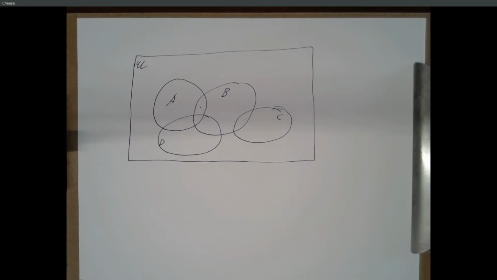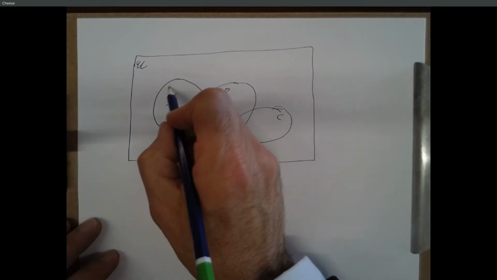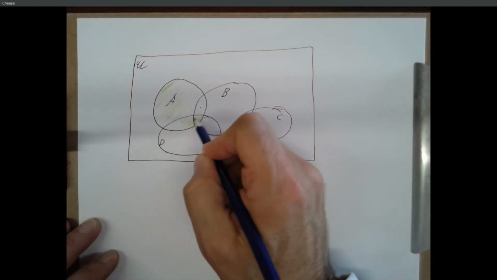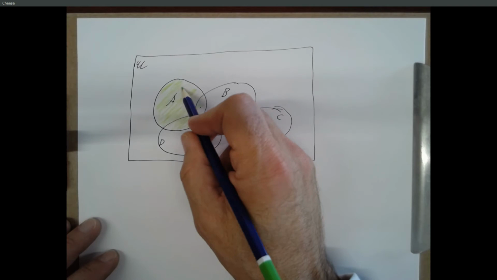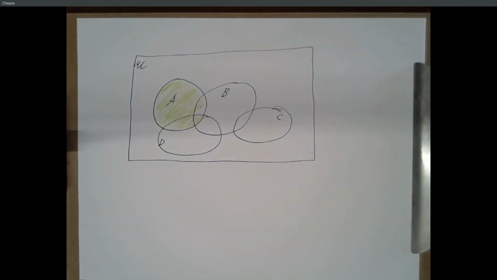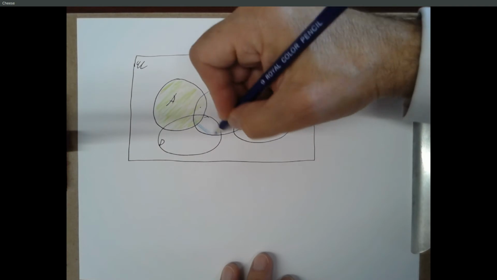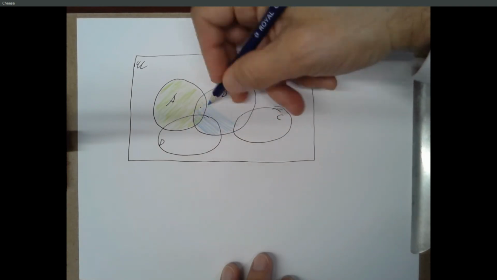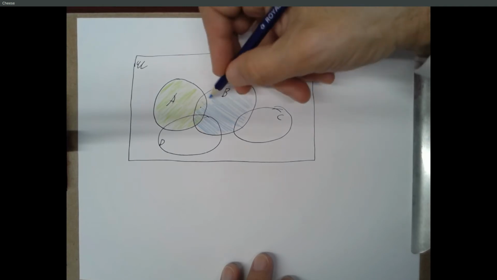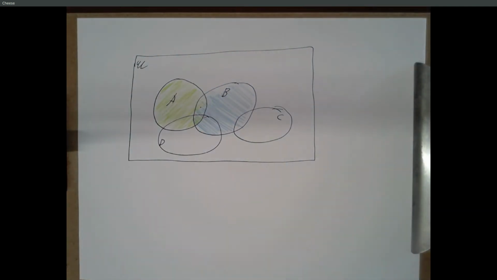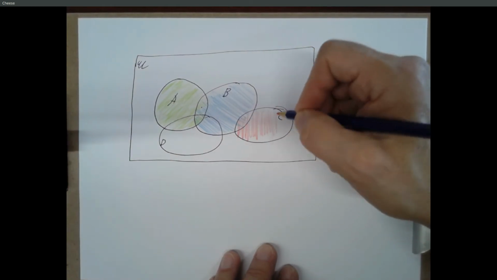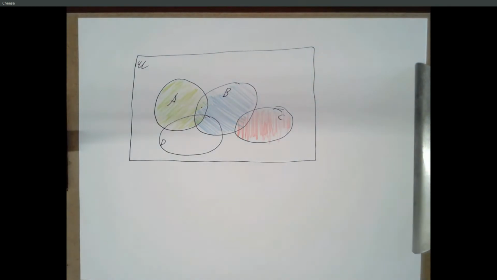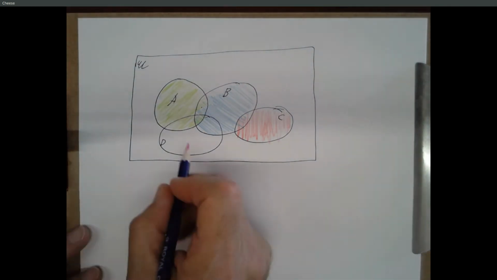So if we start to color code these, let's color our set A in green. And I'll color like that. And let's color our set B in the other direction. And let's do C up and down. And let's do D left and right.